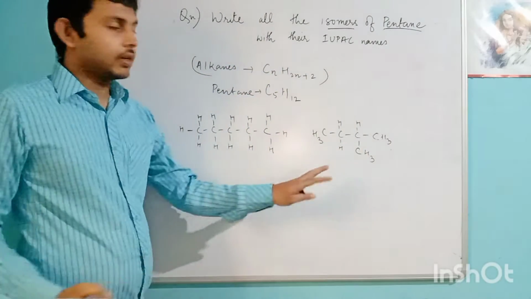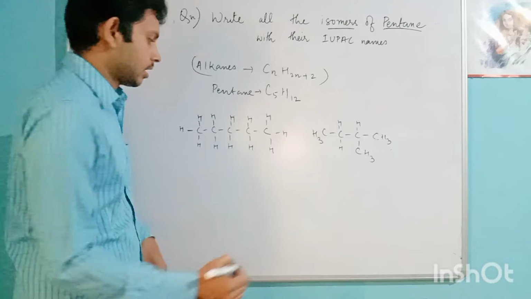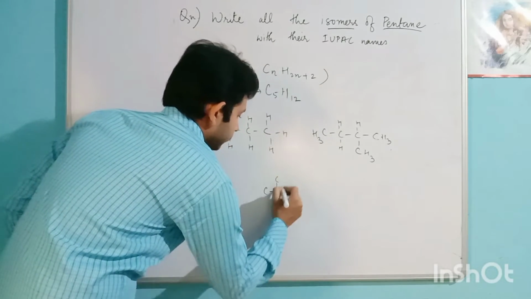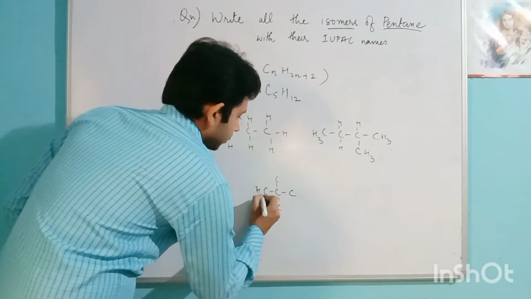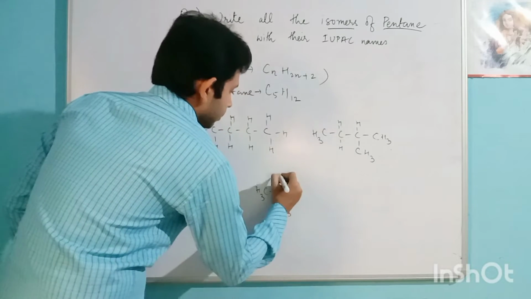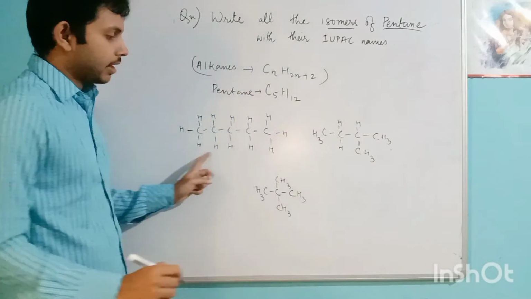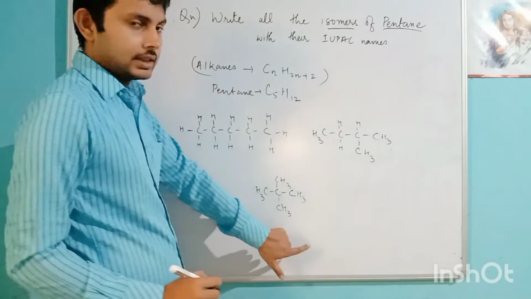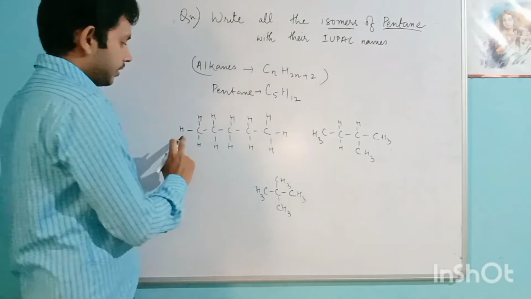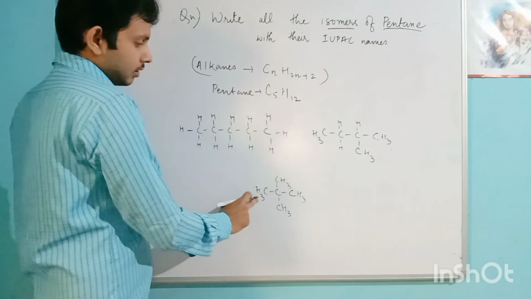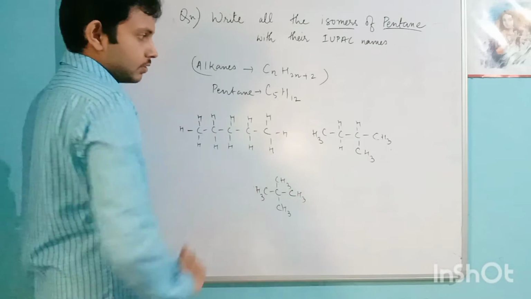Can we make one more isomer? I think yes, we can make it like this: 1, 2, 3, 4, 5. If you count the number of hydrogens, you will find it is the same in all the cases. Like here, 1, 2, 3, 4, 5, 6, 7, 8, 9, 10, 11, 12. 3 plus 3 plus 3 plus 3 is 12.